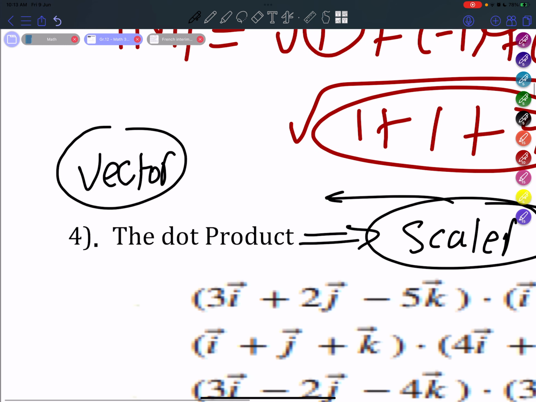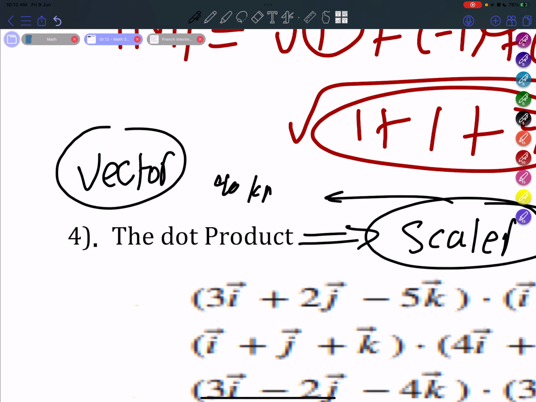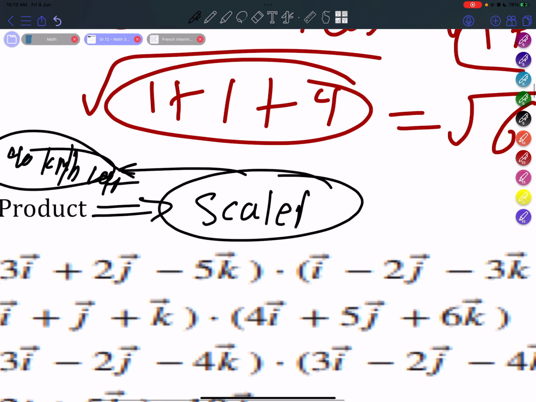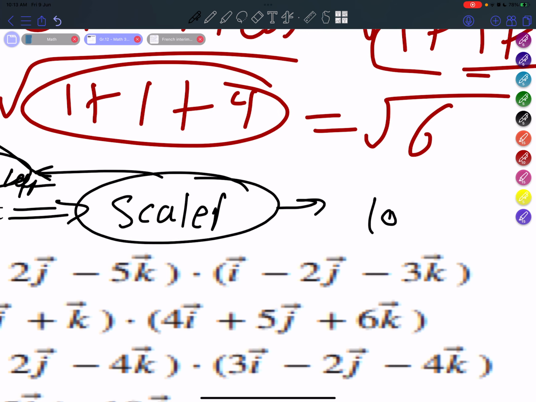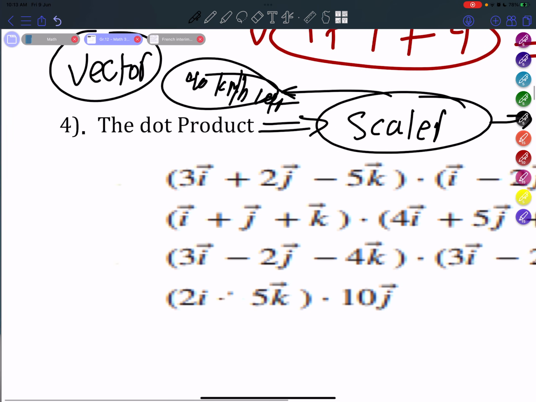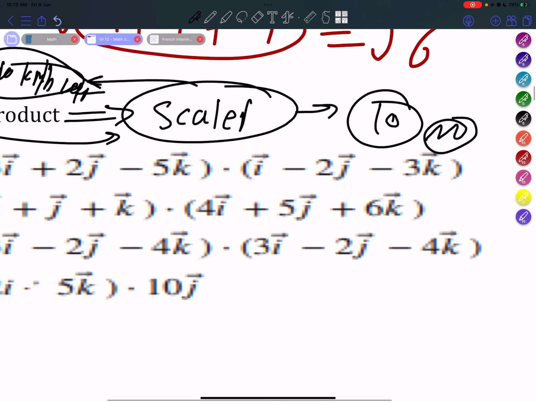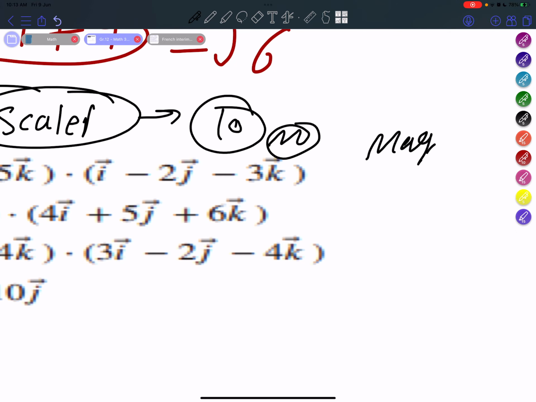For example, velocity obviously has a direction. Maybe you say 40 kilometers per hour to the left, so it has a direction. While for a scalar value, you can say something like mass. If you say 10 kilos, that does not have any direction. It's just a weight, it's mass, so it's a scalar value. In this case, the dot product represents a scalar value because you will simply get a number.